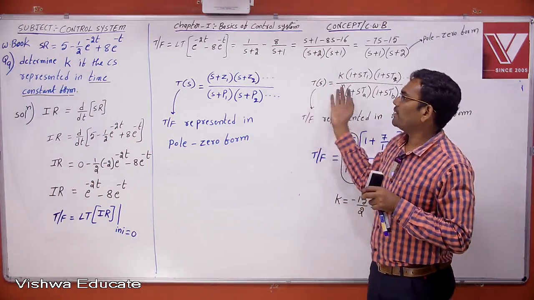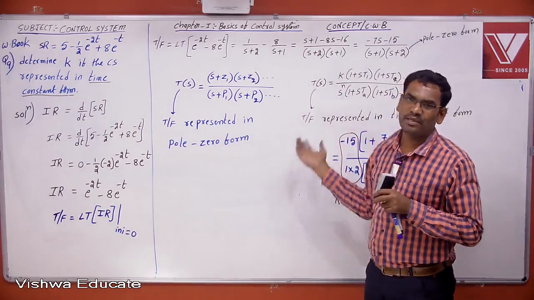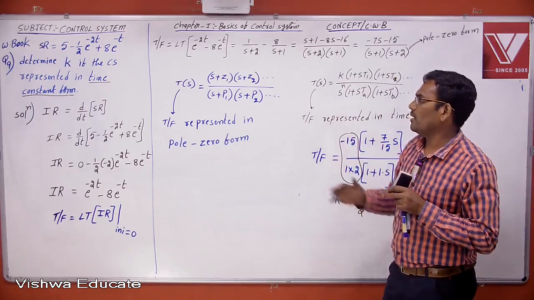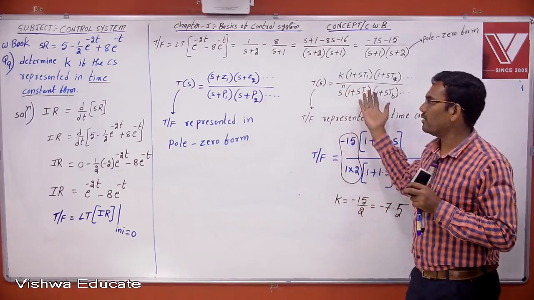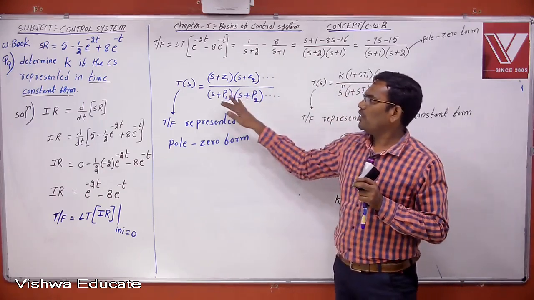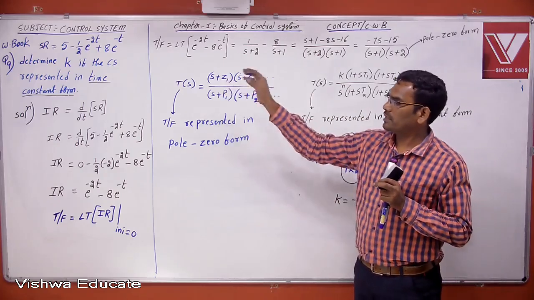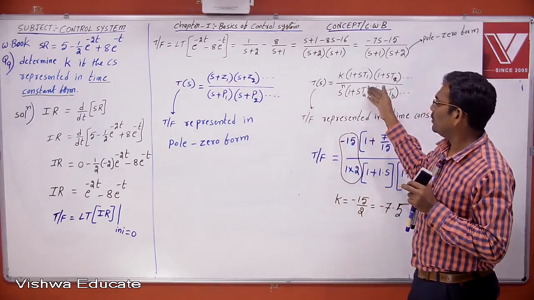Now what are the different types of transfer functions? There are two types of transfer functions. It may be a pole zero form, or it may be a time constant form. You convert it from pole zero form to time constant form, or time constant form to pole zero form, according to your situation. The question mentions time constant form strictly, therefore you convert into time constant form.